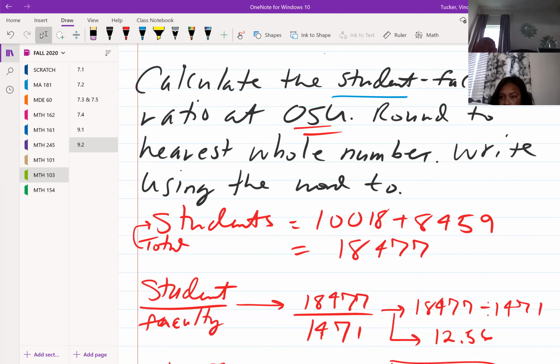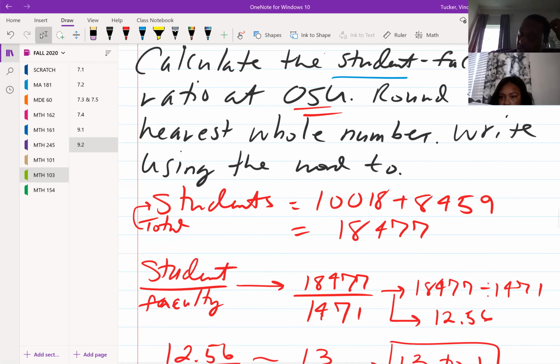So we want to know how many students would be on campus or registered for campus compared to one faculty member. So we would go ahead and divide that 1,471 into that 18,477. That gives me 12.56.